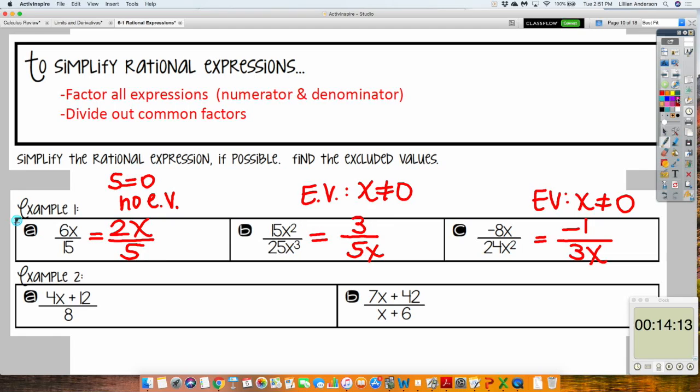Oh, I see what you're saying. We could have written it like this, I did skip that step. I could have done 3 times 2x over 3 times 5, then canceled out that common factor, and I still would have been left with that there.